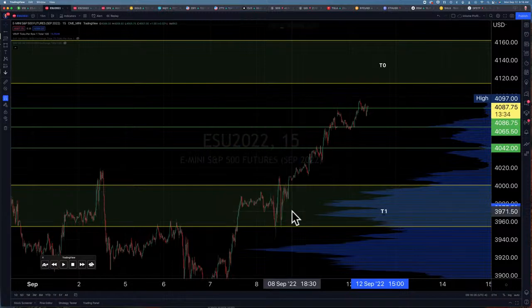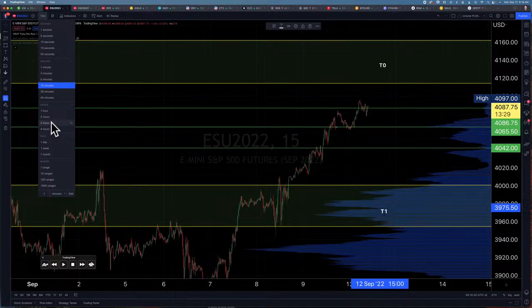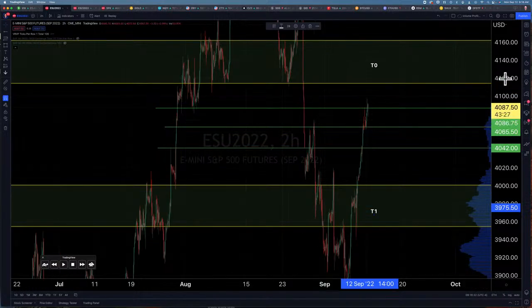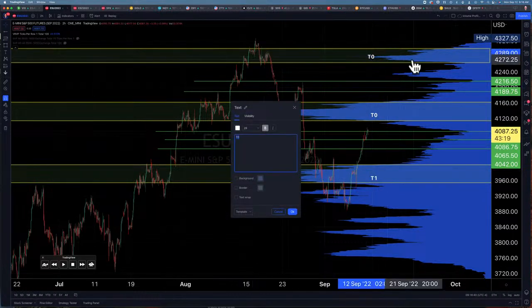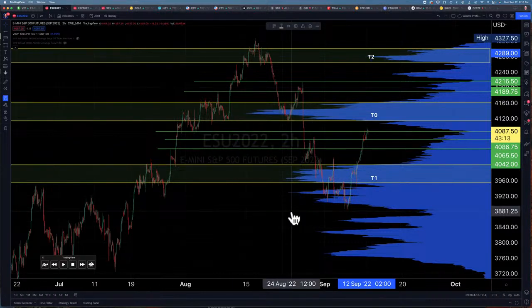And then the other one, if I zoom out, let's see, I can call that one T3. I don't really need to do it, but I will do it anyways. Let's see, where is it? It's up here. This one we'll call T2. T2. All right, now that's it.